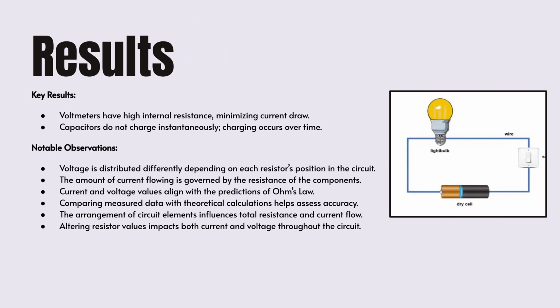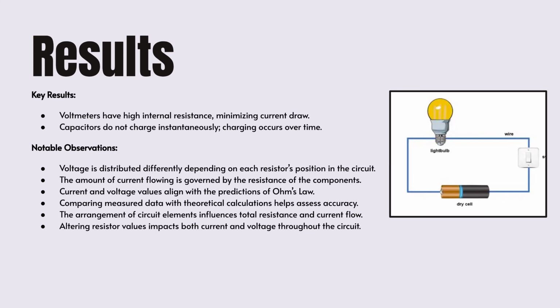So the overall results of what I did in the lab were that voltmeters have high internal resistance, and this minimizes the current draw, and capacitors don't charge instantaneously. This happens over time. And some things I saw during the lab were how voltage is distributed differently depending on each resistor's position within the circuit, and the amount of current flowing is controlled by the resistance of each component. Current and voltage values align with Ohm's law.